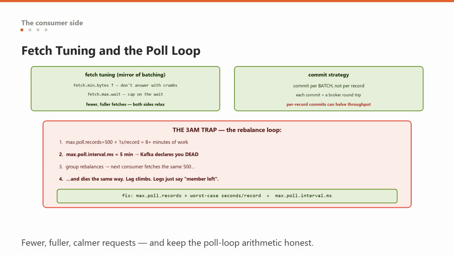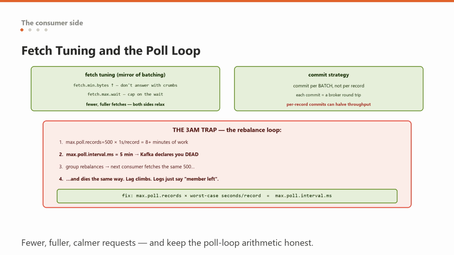Concept 6. The consumer has knobs too, and one famous trap. Consumers have a mirror image of producer batching. Fetch min bytes tells the broker, do not answer my fetch until you have at least this much data, and fetch max wait caps how long it may hold the request. The defaults ask for 1 byte immediately, which means under light traffic your consumers hammer the broker with tiny fetches. Raise fetch min bytes to something meaningful, let the broker fill responses, and both sides do dramatically less work per megabyte.